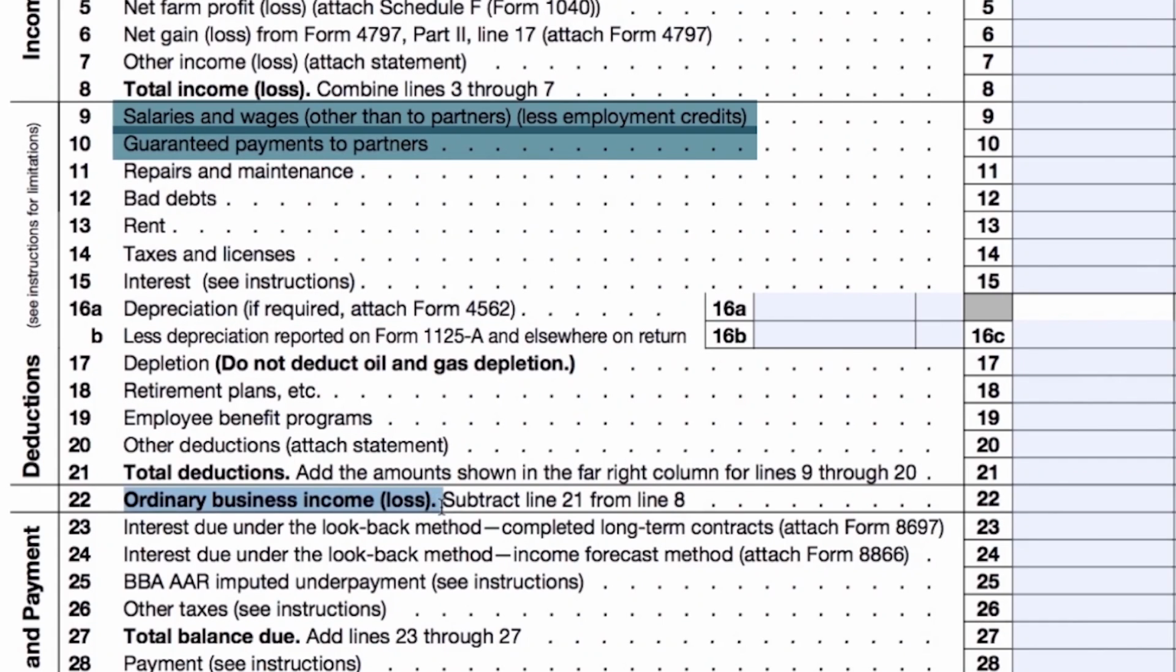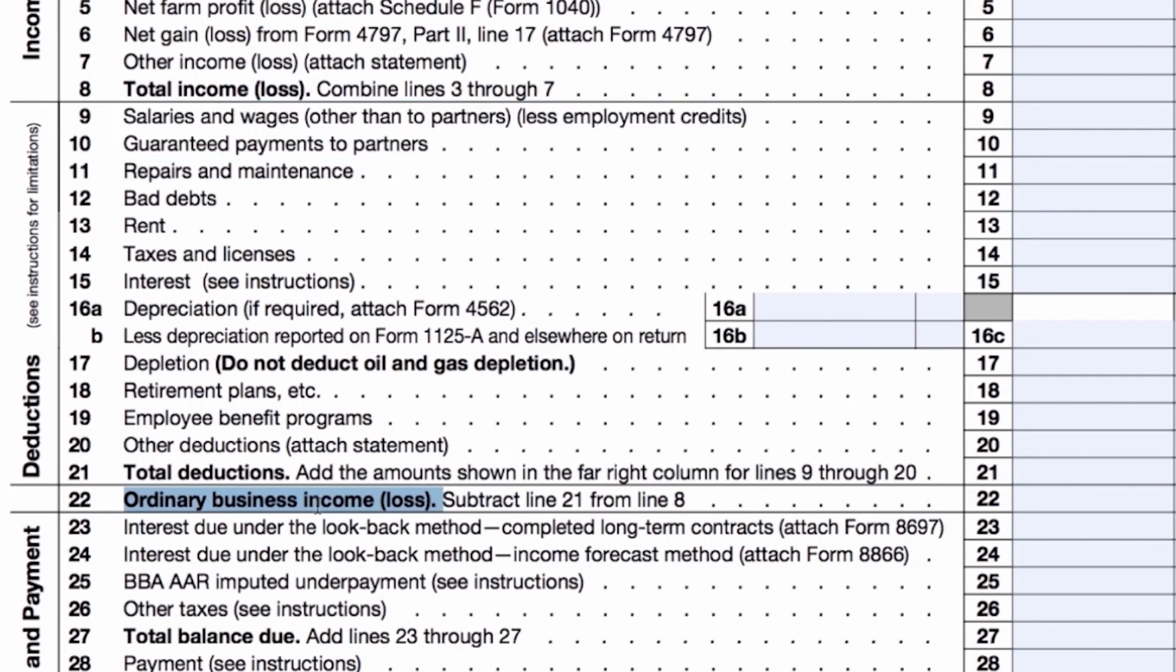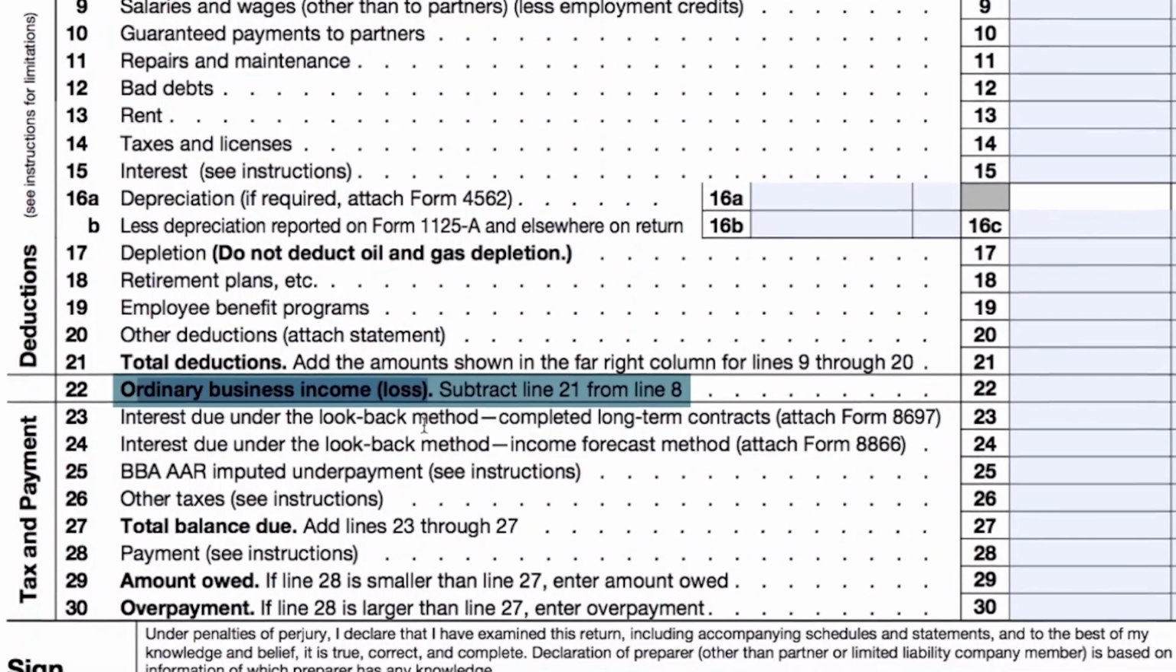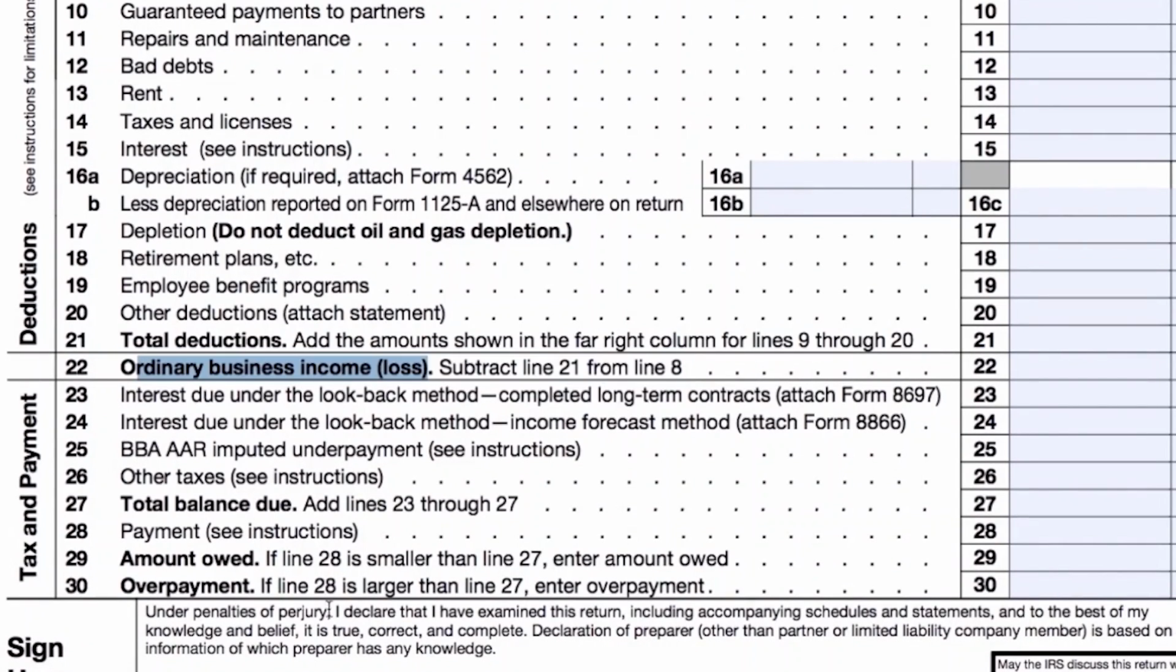However, I don't want you feeling like that's a deduction and a better way to do things, because at the end of the day, it doesn't actually make a difference. And I'll go into more detail in my video about paying yourself in a partnership. Many expenses will just go under other deductions with an attached statement if they don't fit into any of the other categories. So that gets us to ordinary business income or loss, and a lot of people see this tax section at the bottom and get confused.